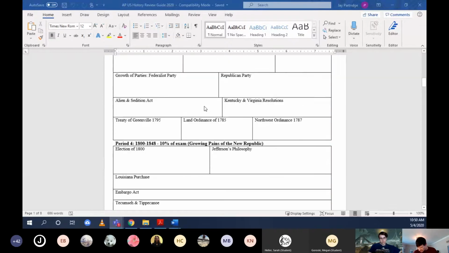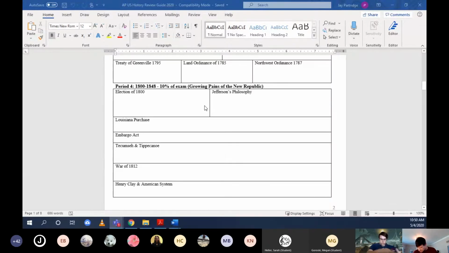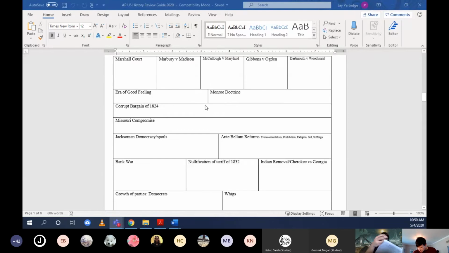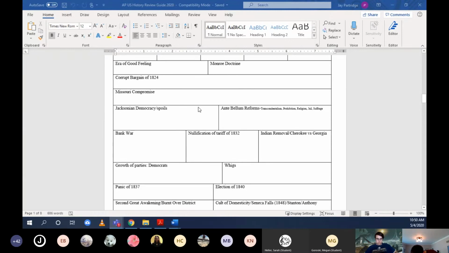So let's go ahead and do Antebellum Reforms. Let me find it here. Is that on page 3? Yeah, I'll go ahead and do that one, Antebellum Reforms. Okay, now how did this happen? I'm just looking, all of a sudden my screen changed. Sorry about that.